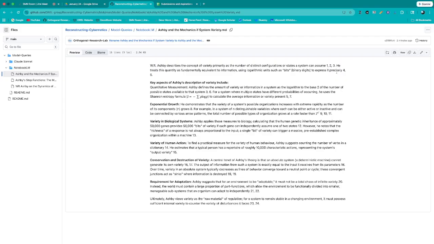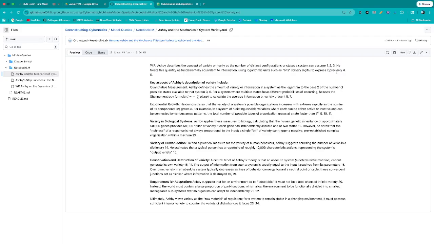Then exponential growth is also important in variety. He demonstrates that the variety of a system's possible organizations increases with extreme rapidity as the number of its components grows. So that's components n. For example, in a system of n distinguishable variables, where each can be either active or inactive and can be connected by various arrow patterns, the total number of possible types of organization grows at a rate faster than 2^(n^2), which is, of course, 2 to the power of n squared. And that's interesting because that is part of this concept of variety.